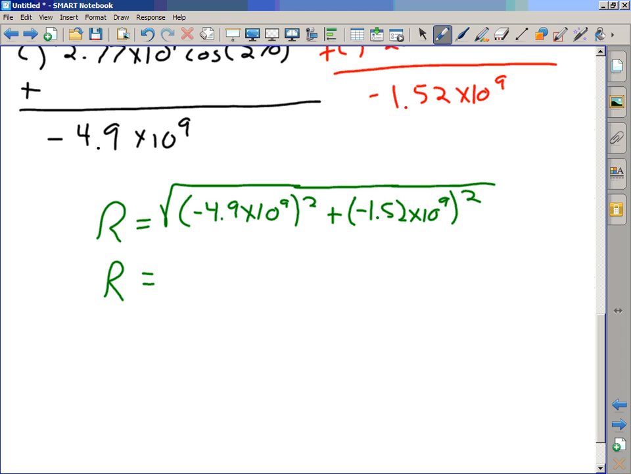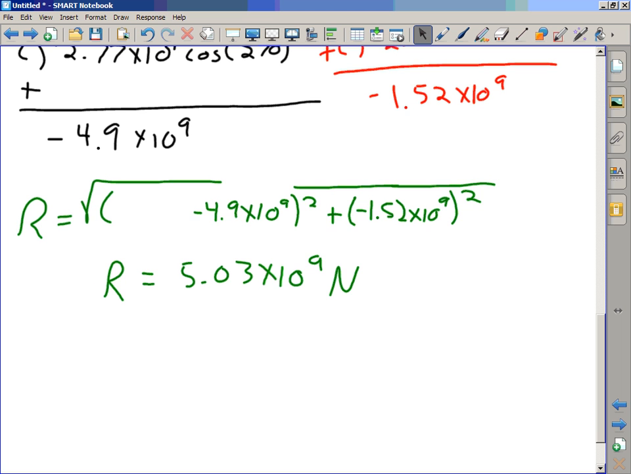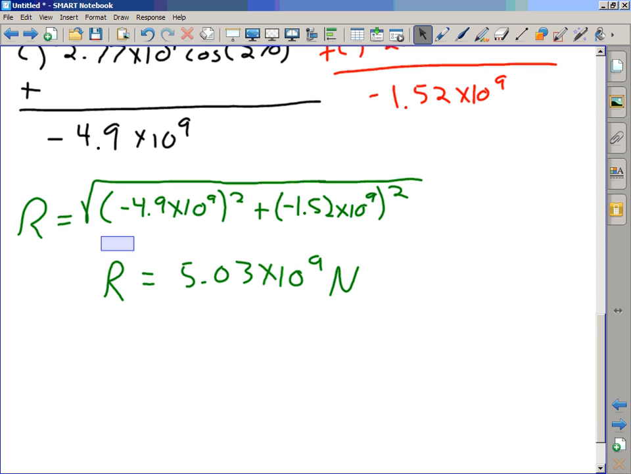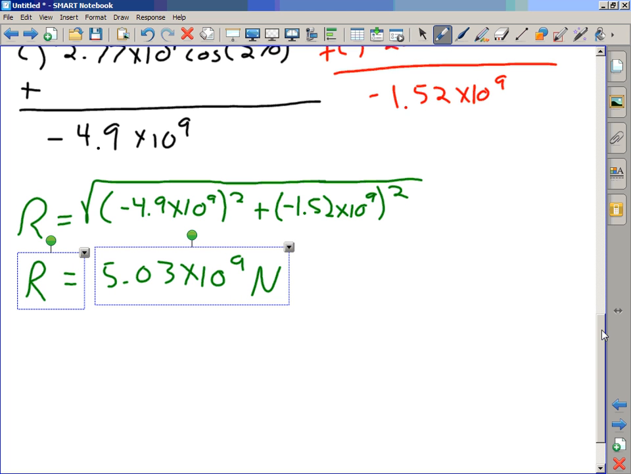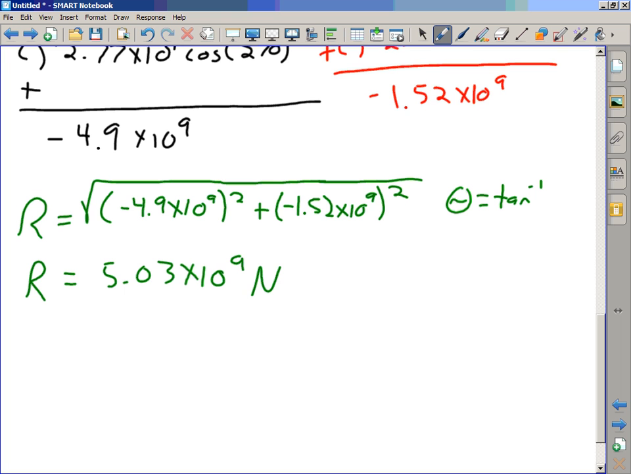What does R come out to be, please? 5.03 times 10 to the 9th. If you got 5 something, or 4.9 something, whatever, we're good. I need to get myself an angle. How do I get an angle? Good, inverse tan, right? So, take all this, move it over. Theta equals tan inverse of y total divided by x total. So take your y total divided by x total, take your inverse tan. What does my theta come out to be? 197. Let's write down mine. 197 degrees right now.